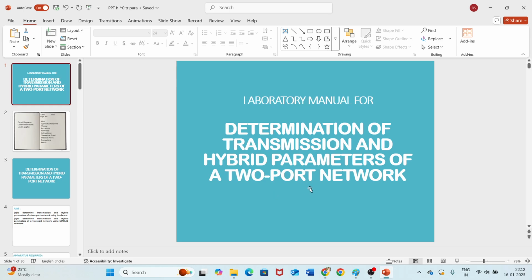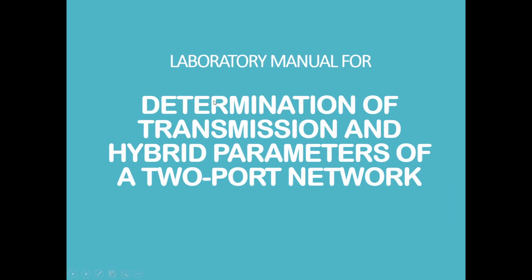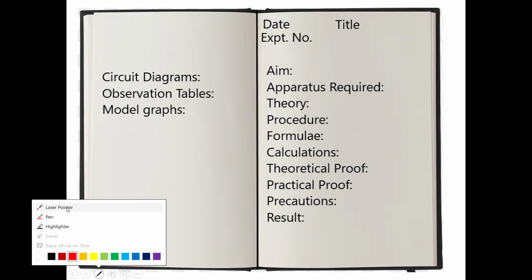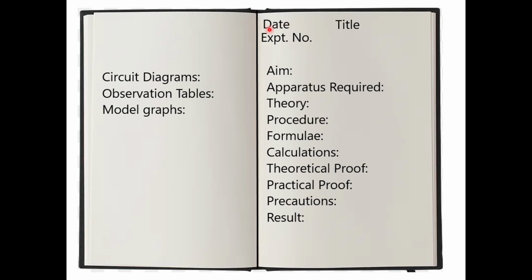they have to follow some rules. In general, how to write the observation for any electrical laboratory I have mentioned in the next slide. On the right hand side page in the observation, first of all they must write the title, date and experiment number. After that they have to write the aim, apparatus required, theory, procedure, formulae, calculations, theoretical proof, practical proof, precautions and results, on the right side pages.